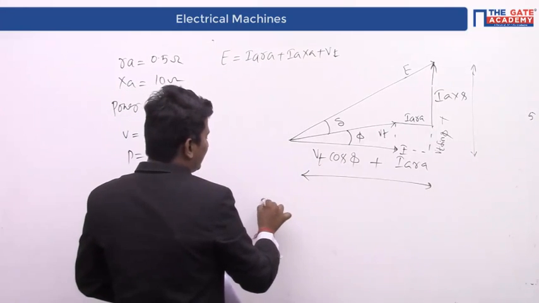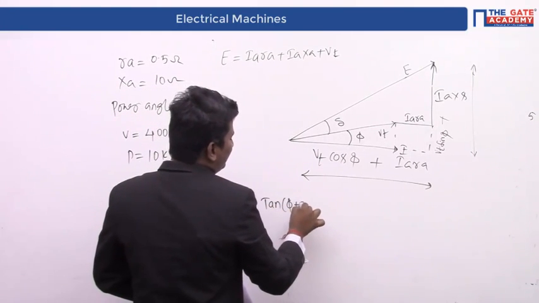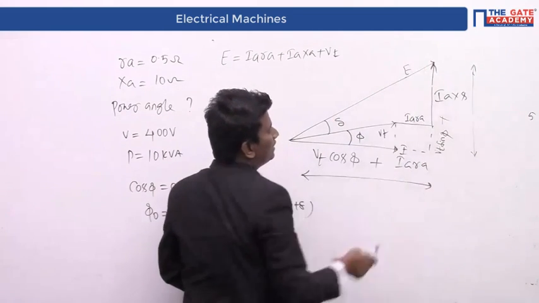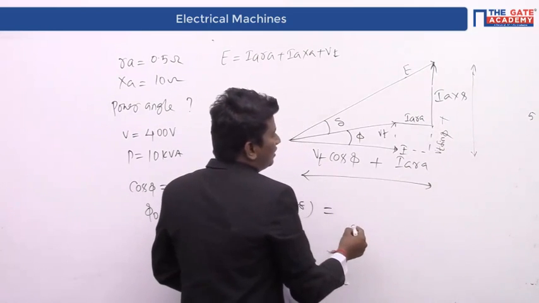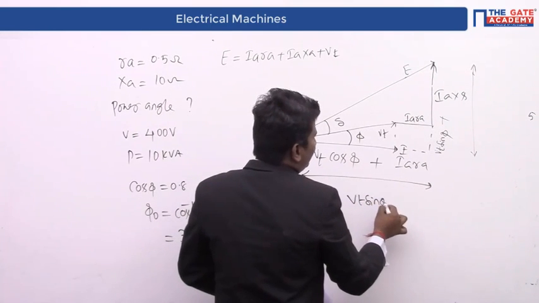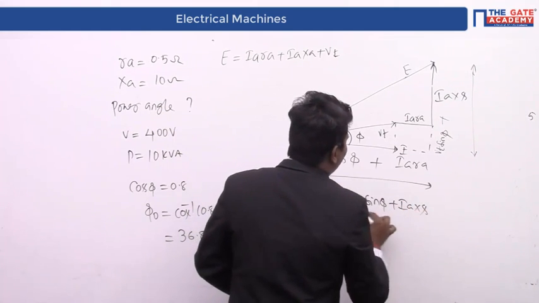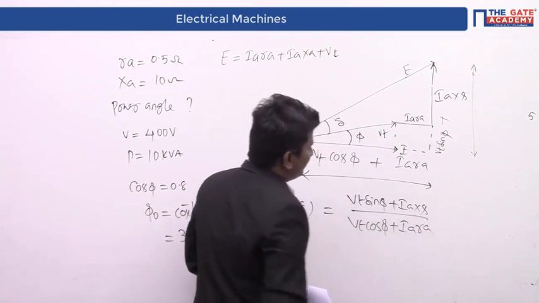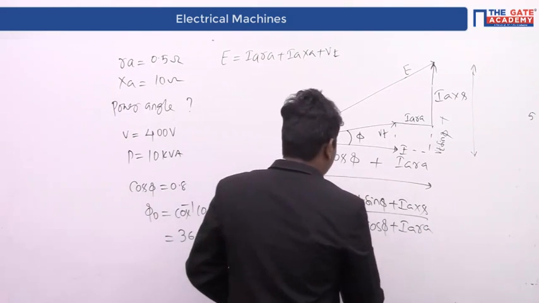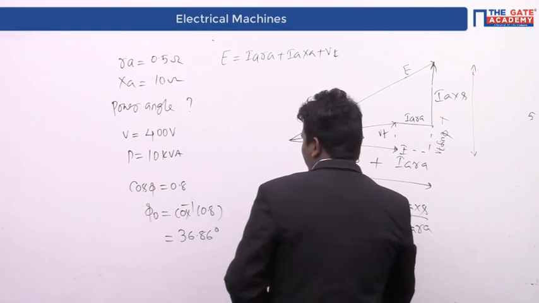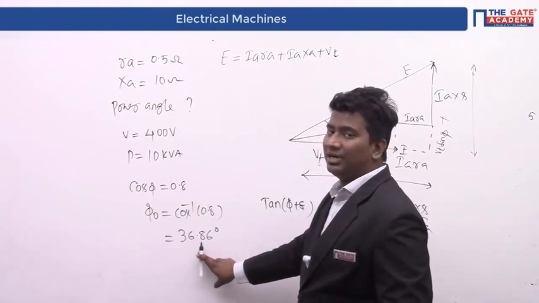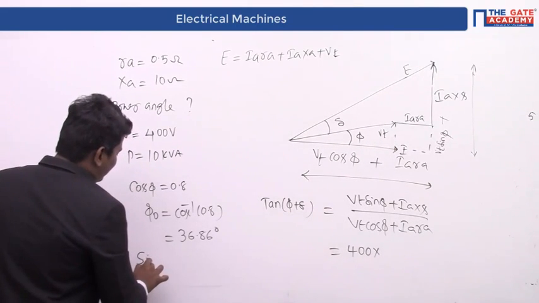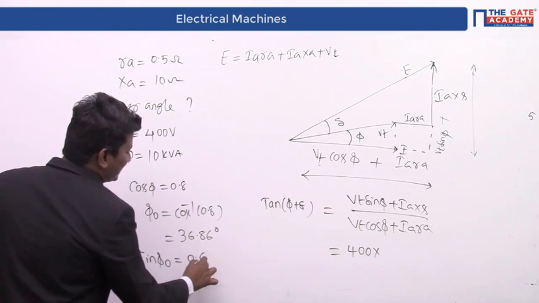Let us see. I am considering tan of phi plus delta. It means I am considering these two, so this is my adjacent side, this is my opposite side. What is tan of delta plus phi? It is VT sin phi plus IA XS divided by VT cos phi plus IA RA. What is the VT they have given? 400. What is sin phi? If it is 36.86 degrees for the power factor, then sin phi naught is equal to 0.6.